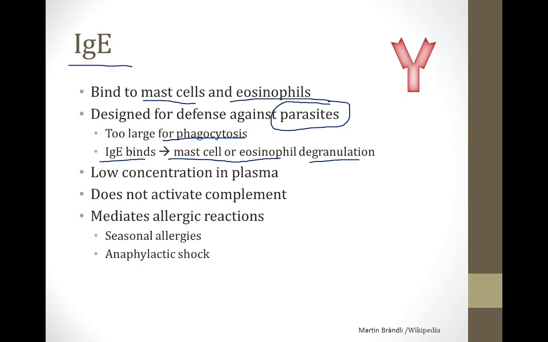There's a low concentration of IgE in the plasma, and it does not activate complement. And its major medical importance, especially in Western societies, is in allergic reactions. Most people aren't exposed to many helminths or parasites, but many people have allergic reactions, and IgE is important for mediating seasonal allergies and anaphylactic shock. And I talk about this in more detail in the module on hypersensitivity reactions.